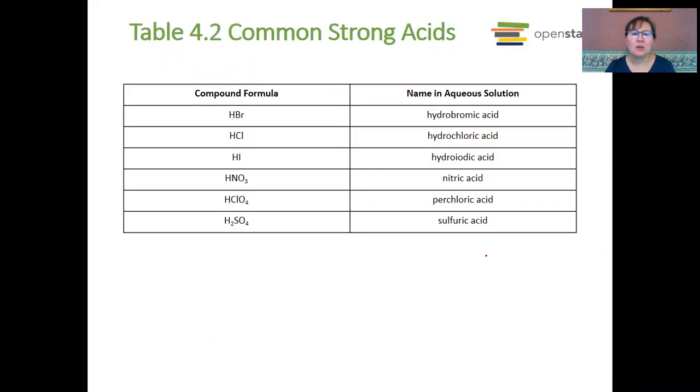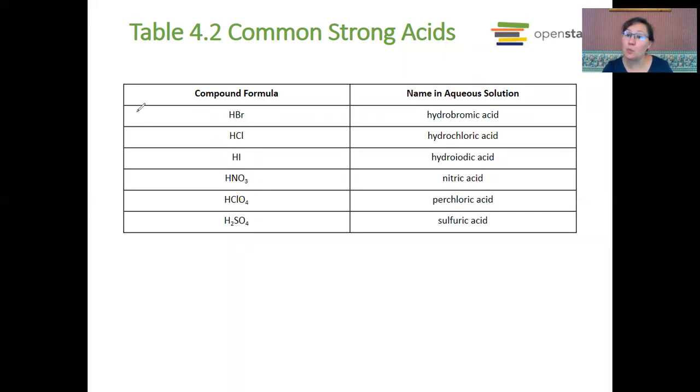Here's a list of our strong acids, and there's many, many more weak acids than strong acids. There's only about half a dozen strong acids, and these are what we have: HBr, hydrobromic acid, hydrochloric acid, hydroiodic acid, nitric acid, chloric acid, and sulfuric acid. Okay, so here are some of them. And let's just take a look real quick. What are the ions that make these?